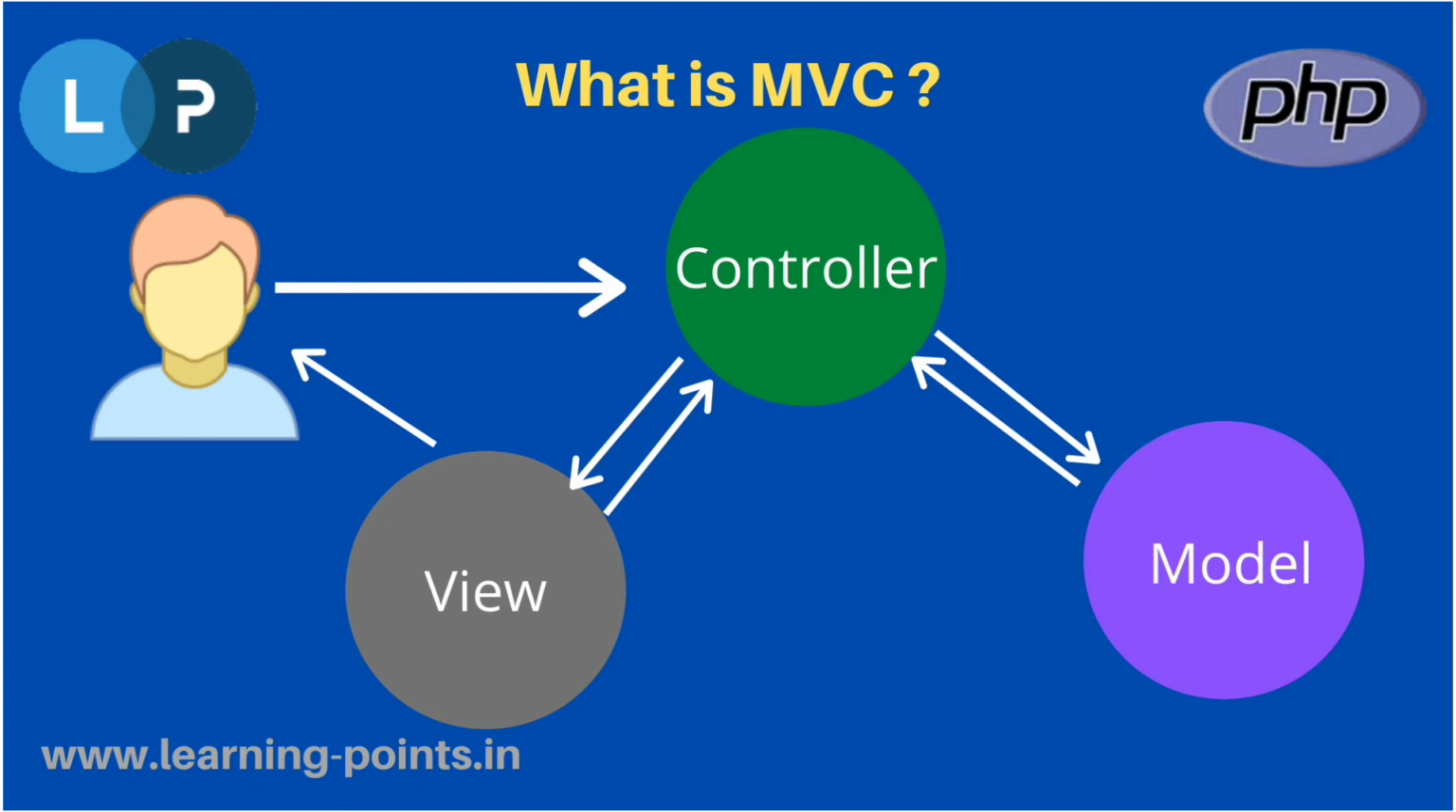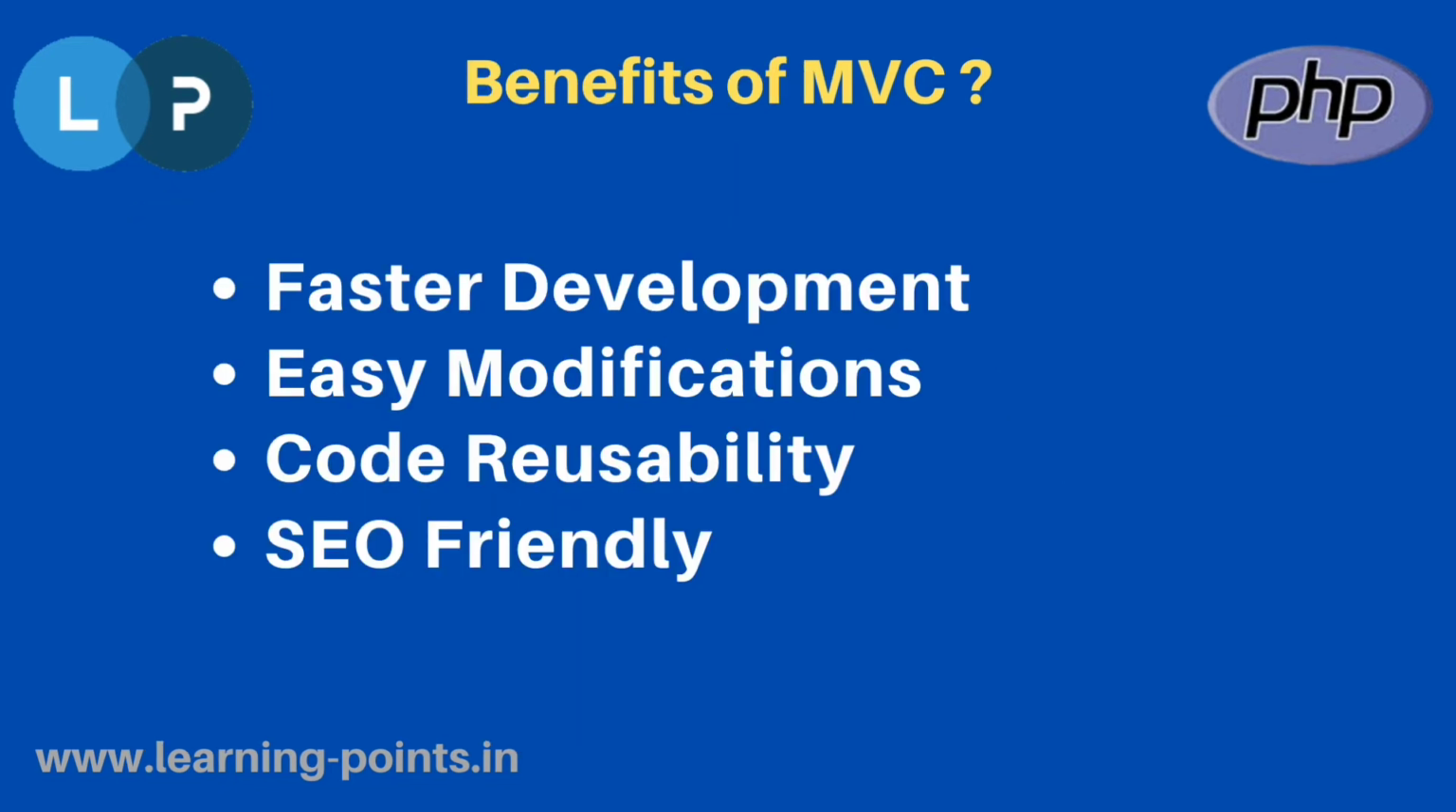So this is the basic concept of MVC and the purpose of each separate part. So why do we use MVC? What is the benefit of MVC? The main reason for using MVC is that it offers faster development, easy modification, code reusability, and it is SEO friendly.